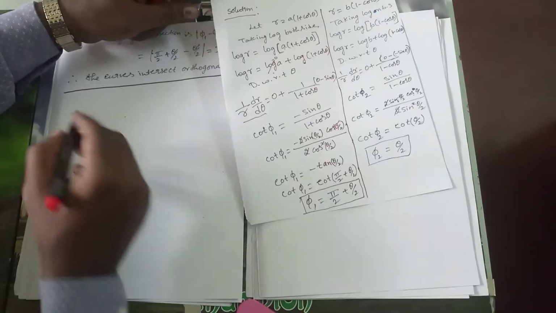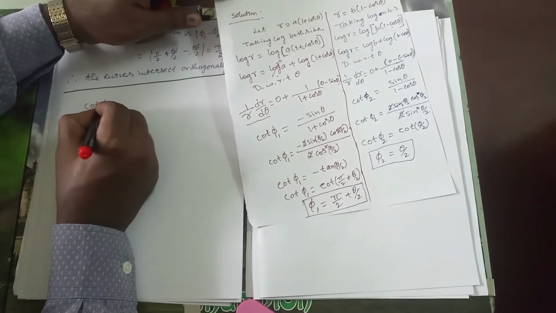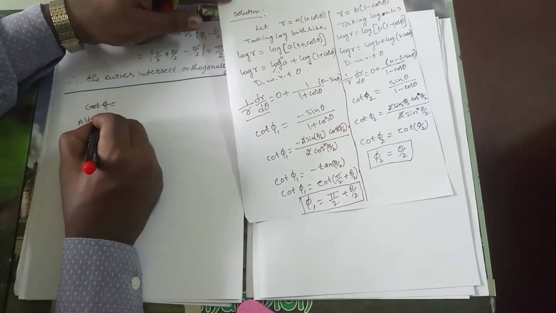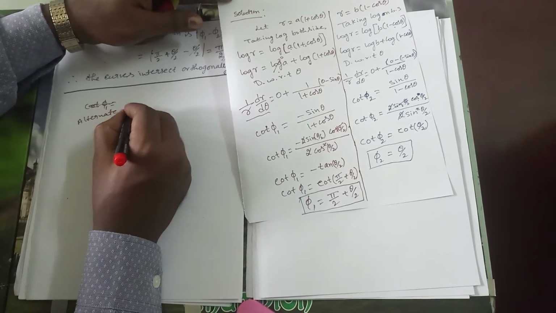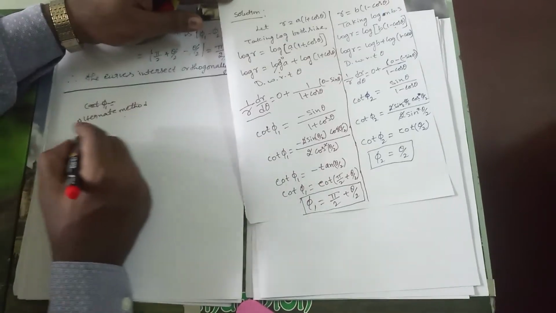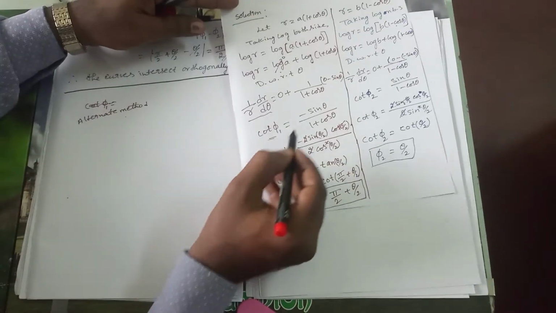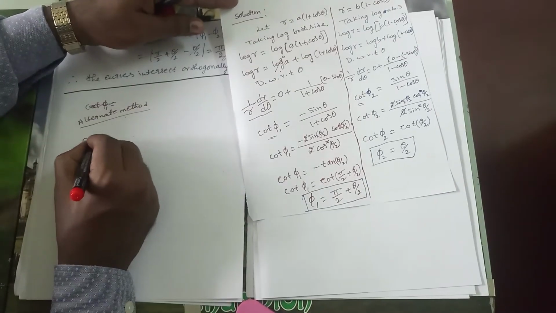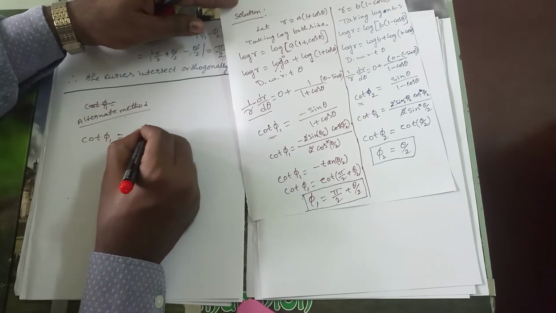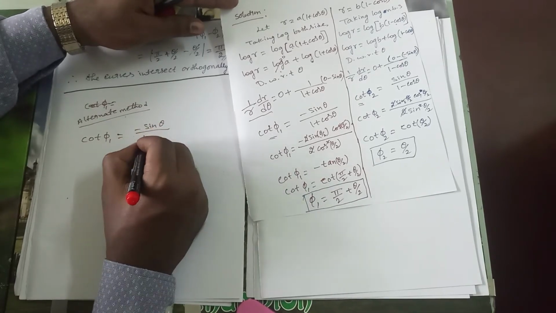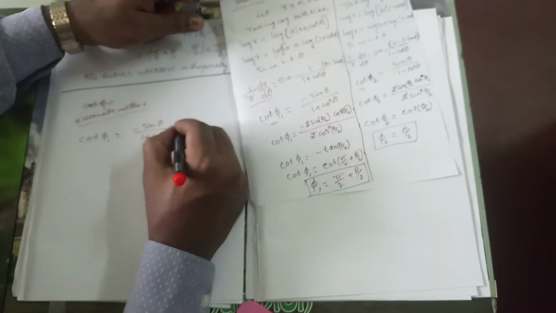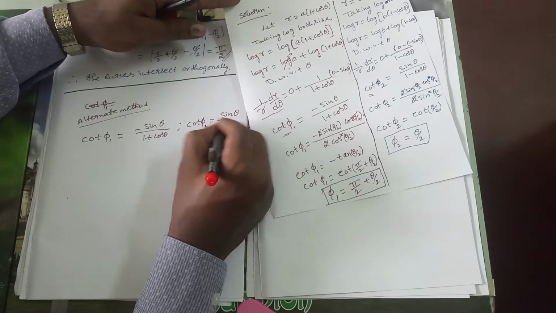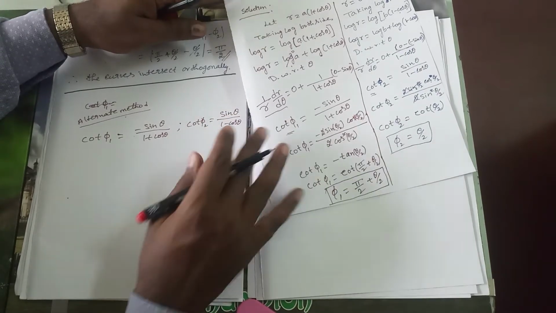So I will write here, what do you get? Cot phi 1, I will write here. So I got cot phi 1 equals... I'll write alternate method. Up to here, you'll get the same thing. So what do you get? Cot phi 1 equals minus sin theta divided by 1 plus cos theta, and the other one is cot phi 2 equals sin theta divided by 1 minus cos theta.